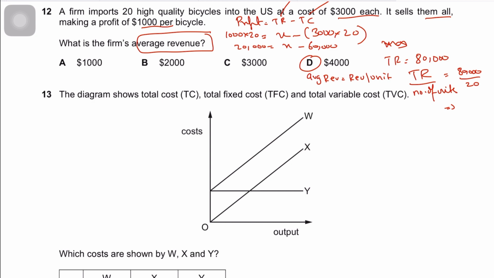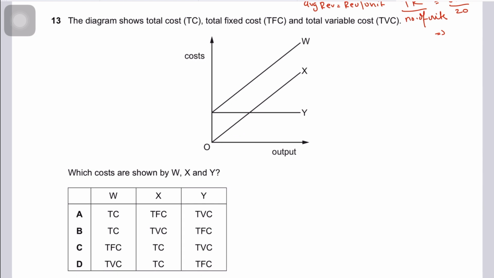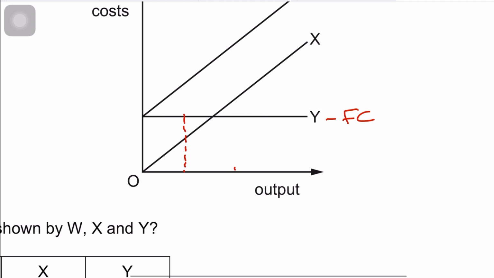Question number 13 says the diagram shows the total cost, total fixed cost, and total variable cost. Which costs are shown? So this is your fixed cost. A fixed cost is always shown like a horizontal line that indicates that irrespective of the number of units that you're producing, as you can see that you're increasing your output, but your fixed cost stays constant, right? It's the same. Your fixed cost is not rising, right?